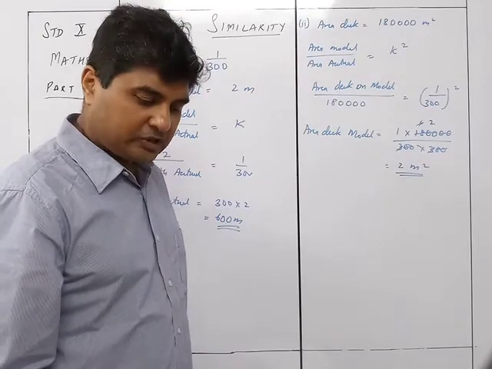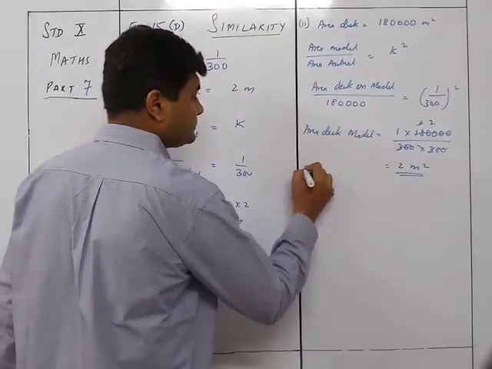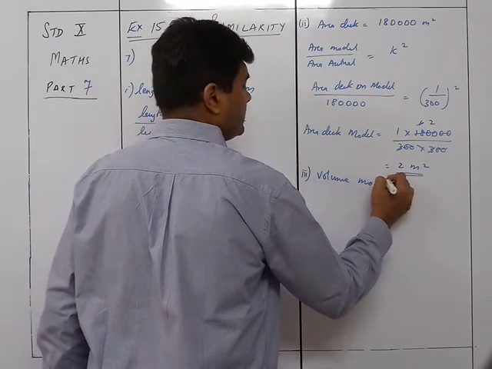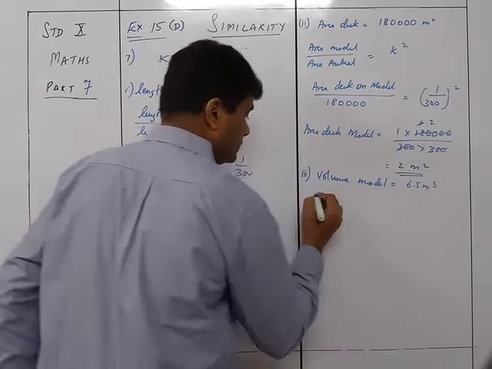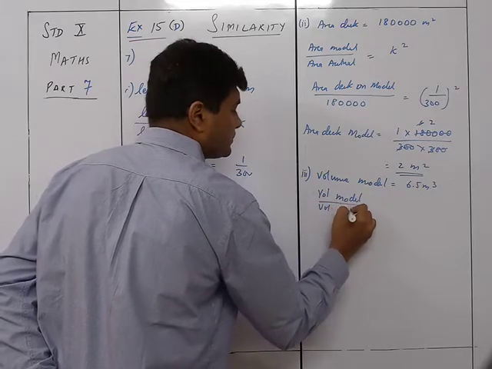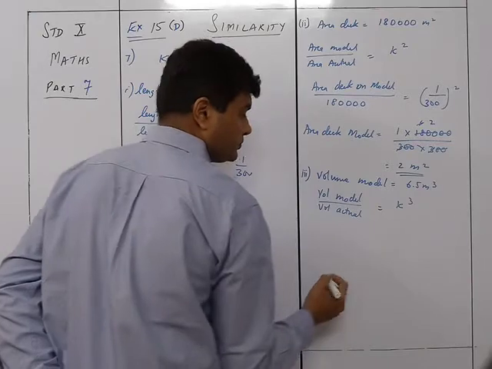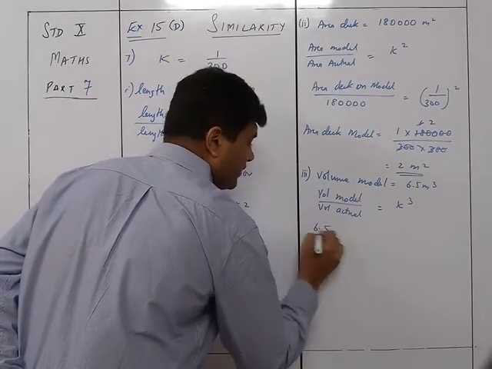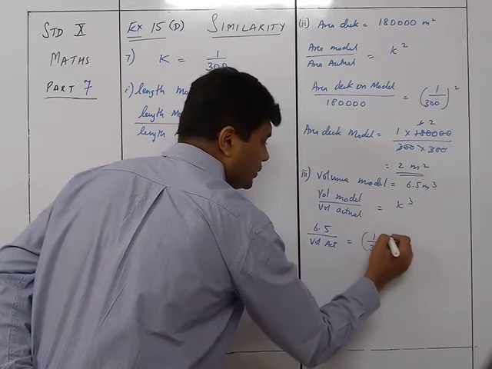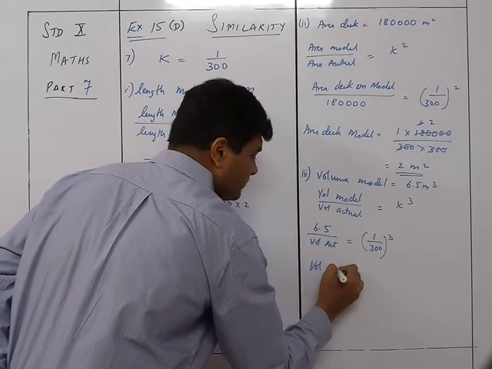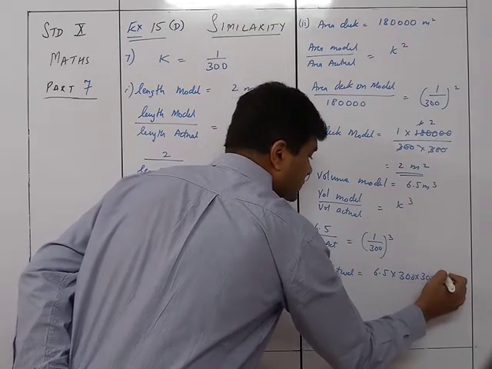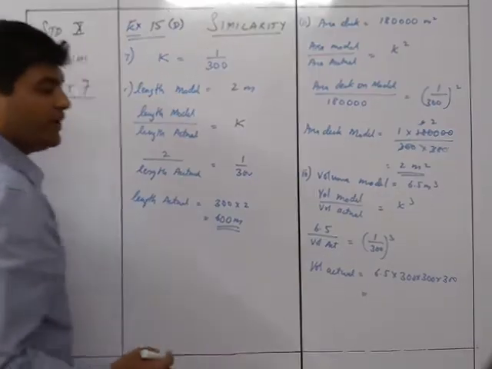Finally, the volume of the model is 6.5 meter cube. So we have the third part, volume of model is equal to 6.5 meter cube. So we have volume of model upon volume of actual is equal to K cube. So it is 6.5 upon volume actual is equal to 1 upon 300 the whole cube. So volume actual is equal to 6.5 into 300 into 300 into 300. So that will be 6.5 into 27.